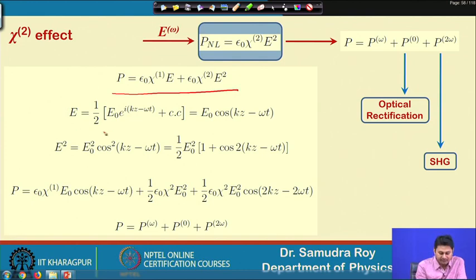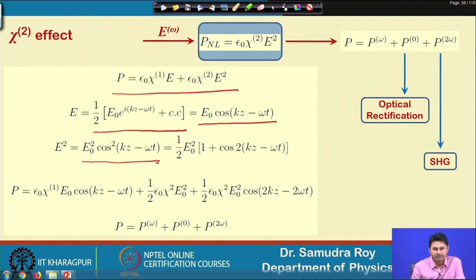For the total electric field, I write E 0 e to the power i(k z minus omega t), a plane wave, plus the complex conjugate of this plane wave, so that the total electric field becomes a real one. So, my total electric field E 0 cos(k z minus omega t) is a real electric field. Now, I will put the value of this electric field into the equation, so I need the value of E square. If my E is E 0 cos(k z minus omega t), my E square is E 0 square cos square(k z minus omega t).